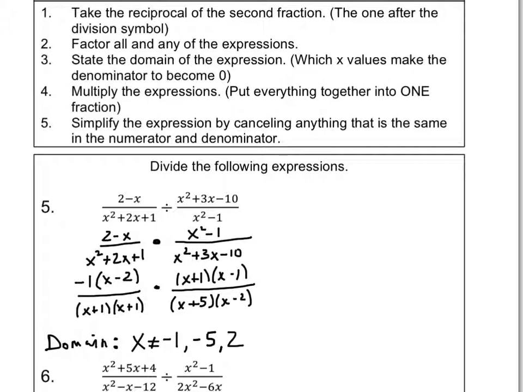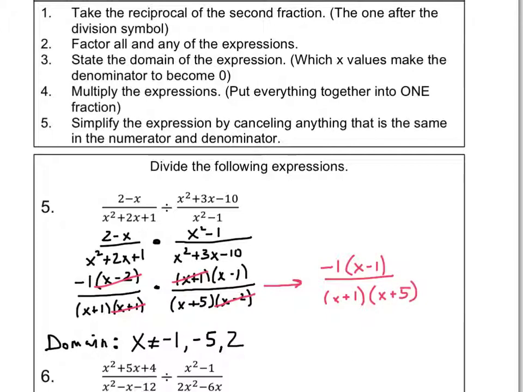Okay, so once I've calculated my domain, next step is to cancel out anything that's the same on the top and the bottom. So I've got an x minus 2 here and an x minus 2. One's on top, one's on bottom. I've got an x plus 1 and an x plus 1. Other than that, everything else is different, so I can't cancel anything else out. So now I'm going to put it all together. I've got a negative 1 times an x minus 1 on the top, and on the bottom, I've got an x plus 1 and an x plus 5. And that completes your problem.